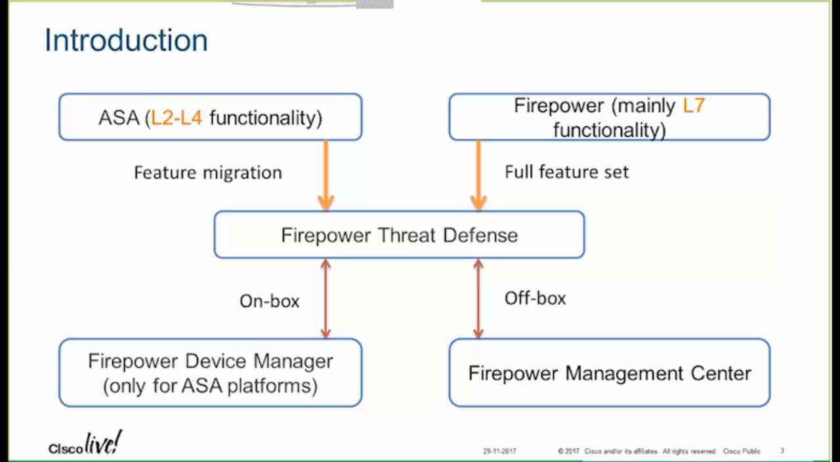So this is the basic architecture, or we can probably say how the FirePOWER Threat Defense actually came about. We have the ASA, which is performing the layer 2 to L4 functionality, and then we have the FirePOWER, which is mainly for layer 7 functionality. And these two have been integrated to form a common platform called the FirePOWER Threat Defense, wherein we use the combination of both ASA and FirePOWER at the same time.